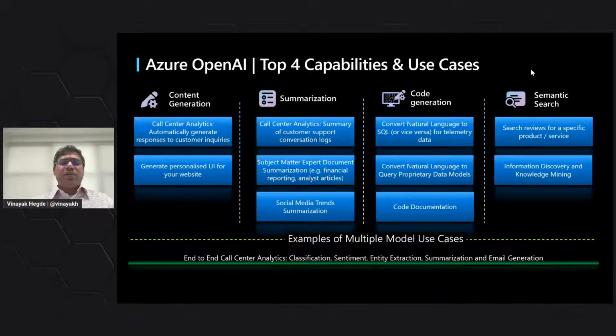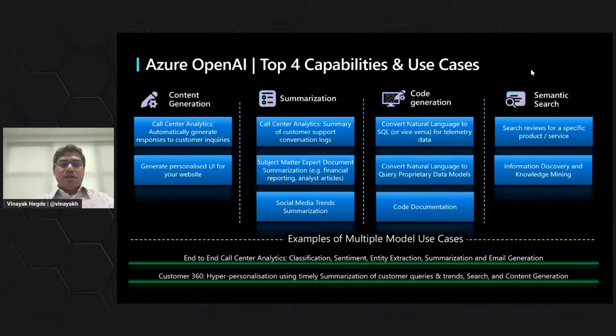So again, there are multiple model use cases: end-to-end call center analysis. You can classify text, classify sentiment, extract entities, summarize the text, and generate emails. So you can create multiple workflows by leveraging multiple parts of the model. And then you can use hyper personalization using timely summarization of customer queries as well.